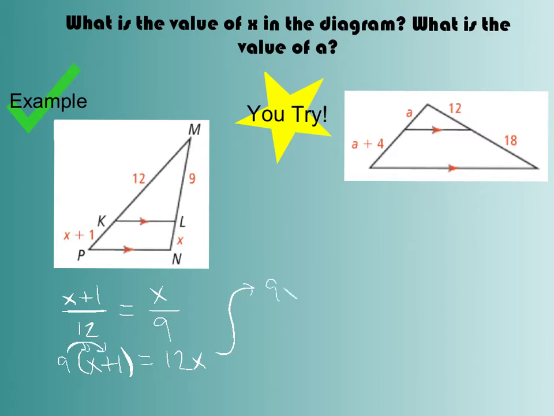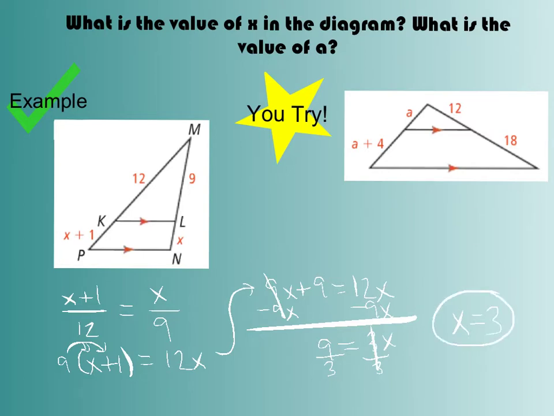Okay, so let's bring this up here and we have to distribute our 9 into our parentheses. So we get 9x plus 9 equals 12x. I'm going to move my 9x to the other side. I get 9 equals 3x. Divide by 3. My final answer is x equals 3. So I found the value of x for this picture here. So you go ahead, you've got this you-try problem to do.